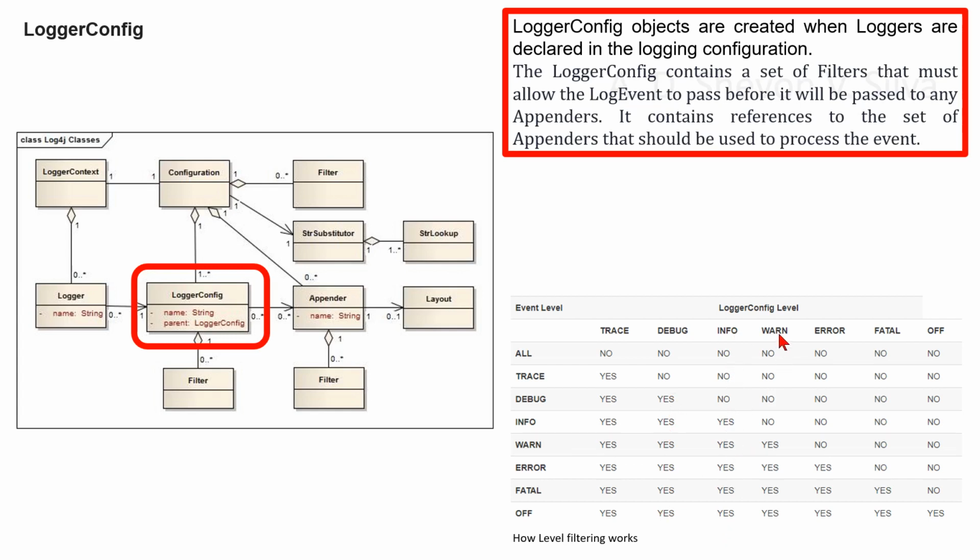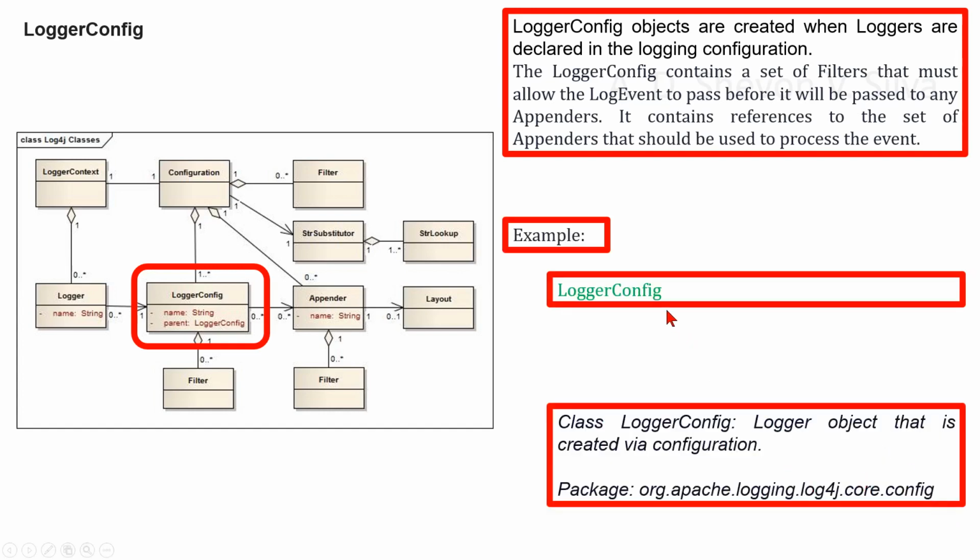And if you set the configuration to warn, it is no for all, trace, debug, info, and yes for others. And if we configure the LoggerConfig to error, it is yes for error, fatal, and no for others. And if we configure the LoggerConfig to fatal, yes for fatal and no for others. And if we set the LoggerConfig to off, yes for off, and no for other levels.